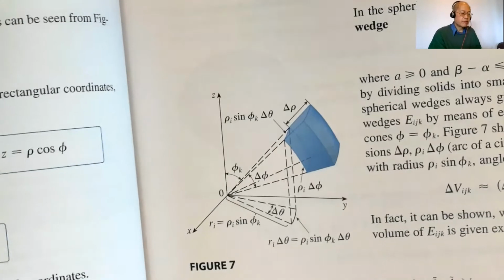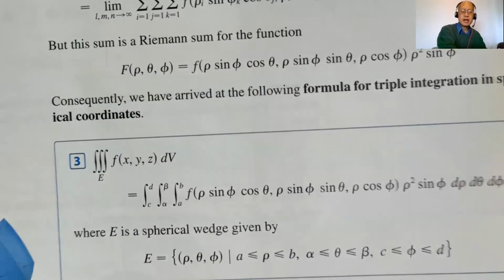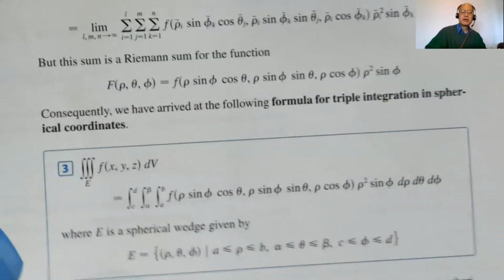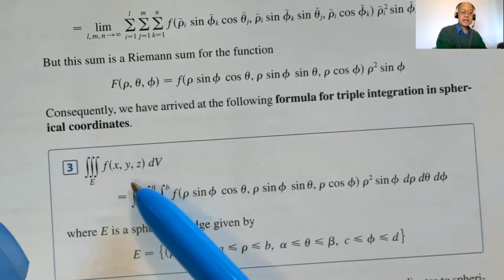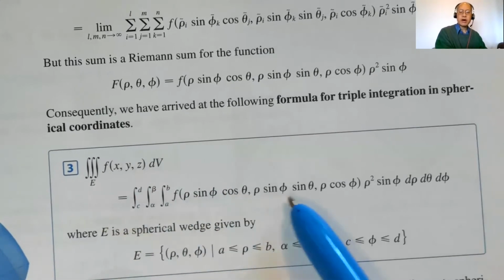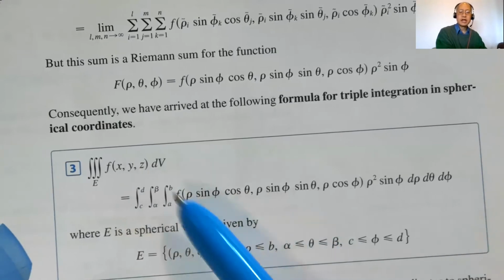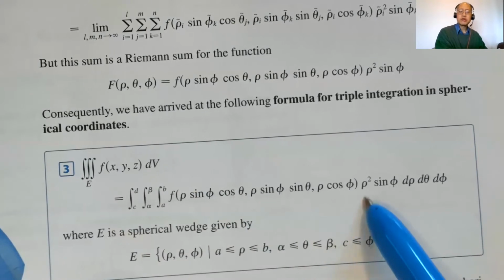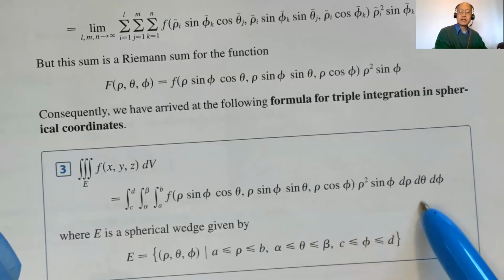Okay, so in a nutshell, when you're converting to spherical coordinates, this is what you want to put in your formula sheet, basically. Triple integral of f of x, y, z dv. So change x to this mess, rho sine phi cosine theta. Change y to this mess, rho sine phi sine theta. Change z to rho cosine phi. And then rho squared sine phi d rho d theta d phi.